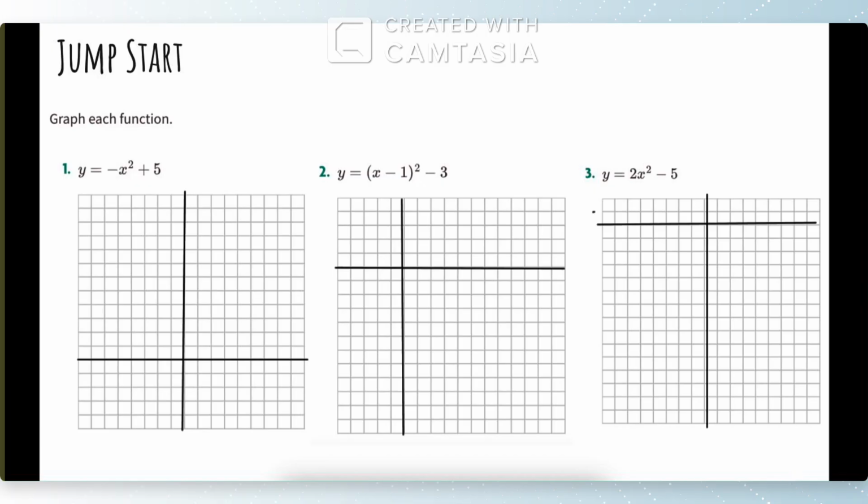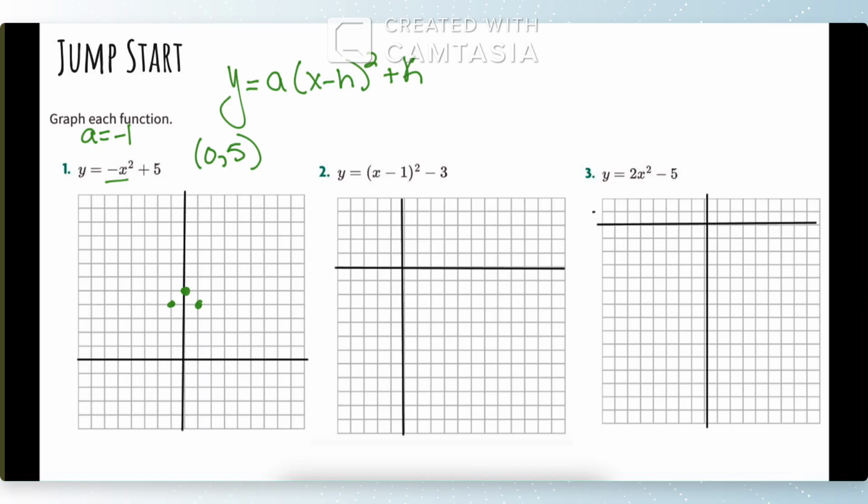Okay, so looking at the first one, remember our vertex form is y equals a times x minus h squared plus k. In this case, I've got no h, right? So my vertex is (0, 5). I'm not going to go left or right, but I am going to go up 5. And then my a value is equal to negative 1 in this problem. So instead of going over 1 up 1, I'm going to go over 1 down 1. Same thing to the left and the right.